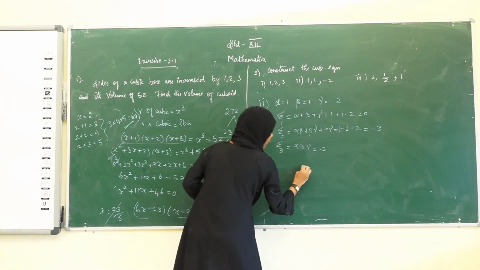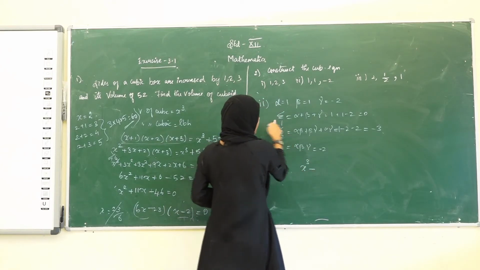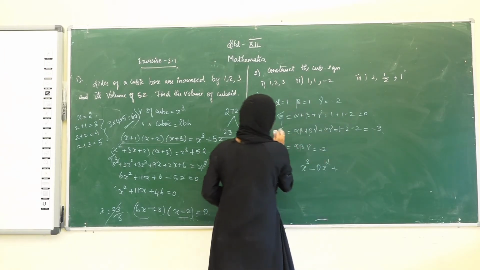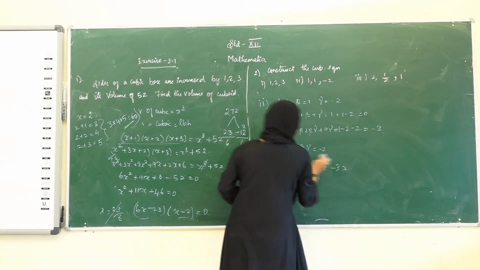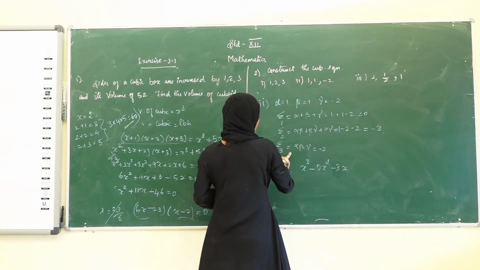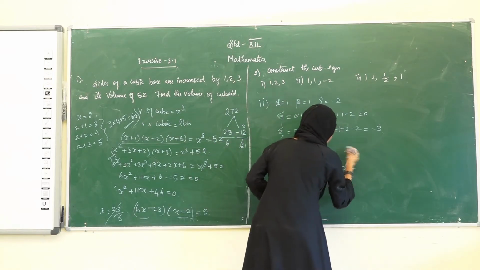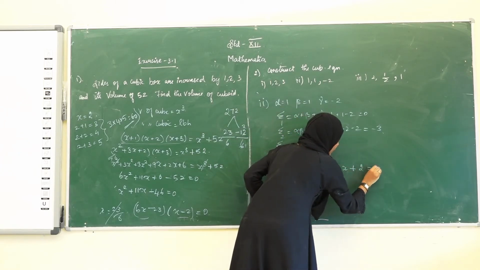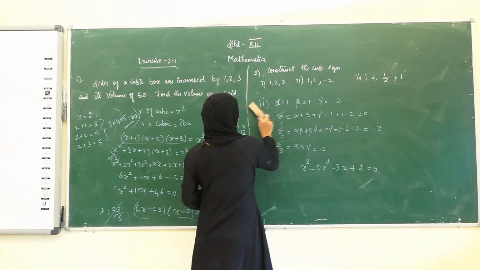So we form the cubic equation. First is x cube, minus summation 1 into x square. Summation 1 is 0, so 0 into x square, plus summation 2 into x. Summation 2 is minus 3, so minus 3x, and then minus summation 3, that is the product of the roots. Here it is minus 2, so plus 2 will be equal to 0. This is the required cubic equation of the second subdivision.